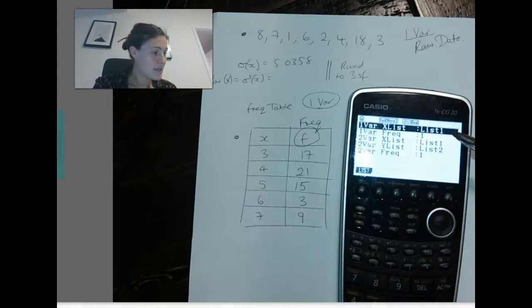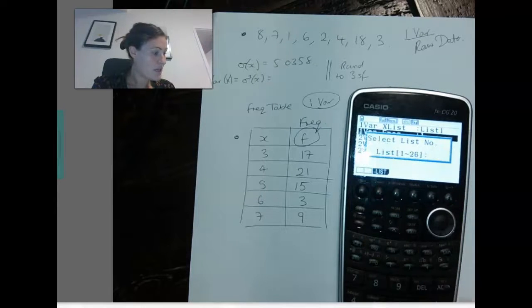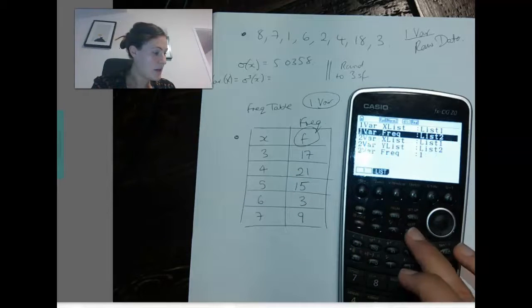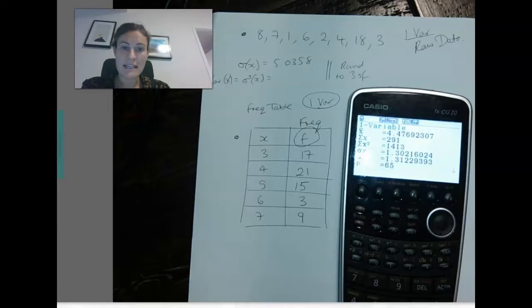Okay, so I've got list 1, list 2. Now when I go to my setup, I've still got my variable in list 1. I need to change my frequency. Well, it's not all 1 this time. They're all different, and you can find what they are in list 2. So there we go. That's set up. One variable, and then I get my list again.